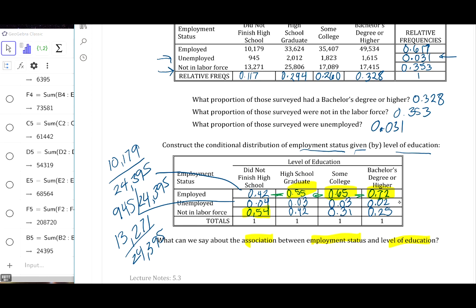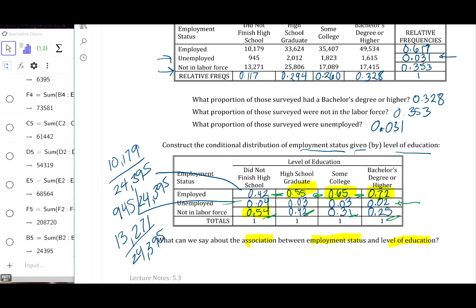It looks like the unemployment status seems to be close to the same across all of the different levels. Close enough, hard to tell, but it does look like the percentage of those who are employed and the percentage who are not in the labor force seem to be quite different for the different levels of education. So based on that, what we're looking for is just to see if there's a pattern. I would say yes, there's some evidence of association between employment status and level of education, and you can write down your justification for that.